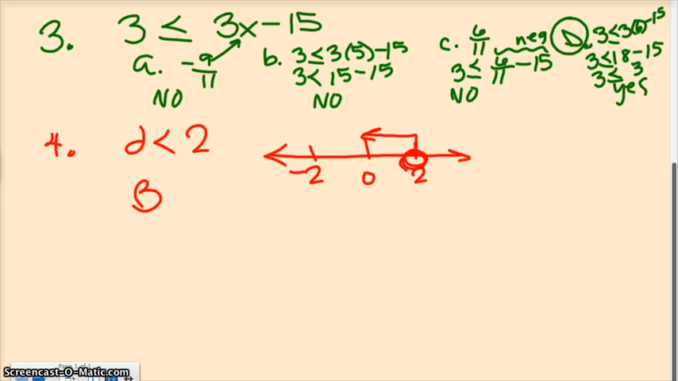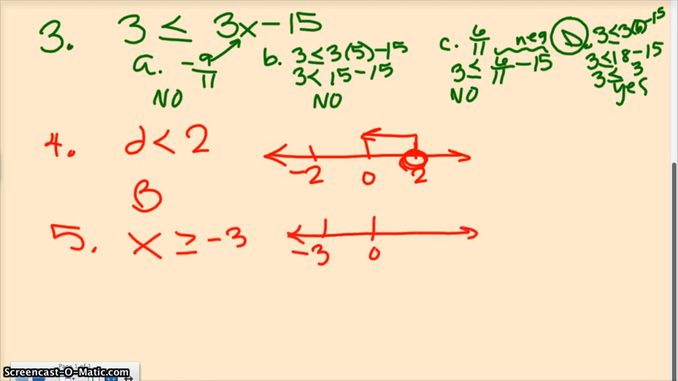Number 5. x is bigger than or equal to negative 3. I draw it. And I know it would be a closed circle at negative 3, and I'd be going to the right. So I find the match. Which one has a closed circle at negative 3 going to the right? That answer is also B.